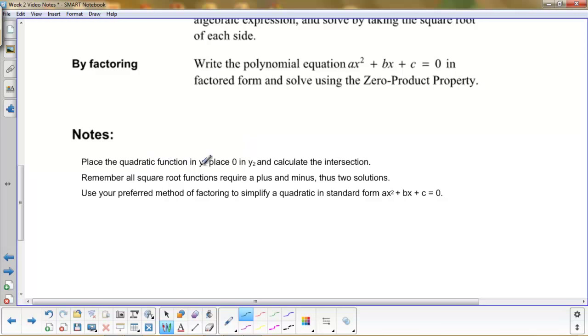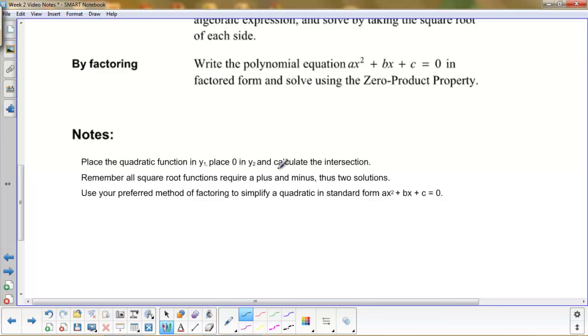Placing the quadratic function into y1 and placing 0 into y2 is an easy way for you to calculate the intersection between the quadratic function and the x-axis. It's a little bit easier than using the 0 feature of the calculator's calculate screen, although we can look at that too if you're interested in seeing that one instead.